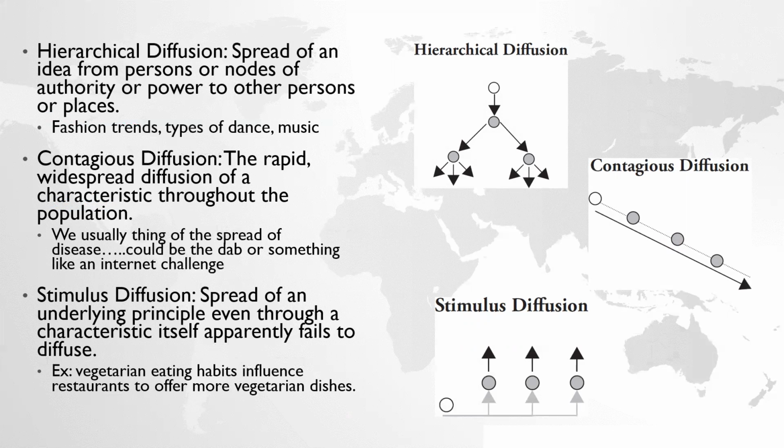Stimulus diffusion is the spread of an underlying principle even though a characteristic itself apparently fails to diffuse. Think of vegetarian eating habits influencing restaurants to offer more vegetarian dishes. That's stimulus diffusion.